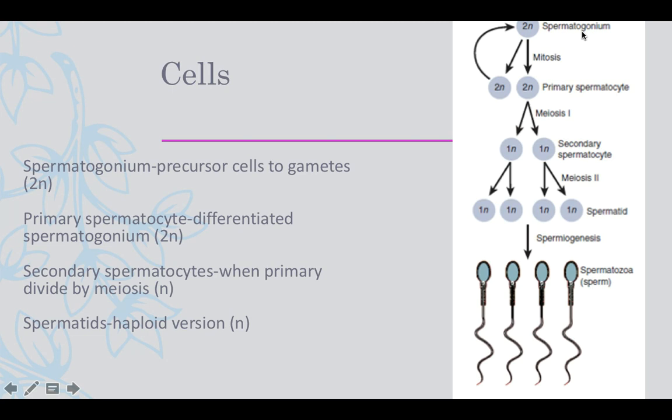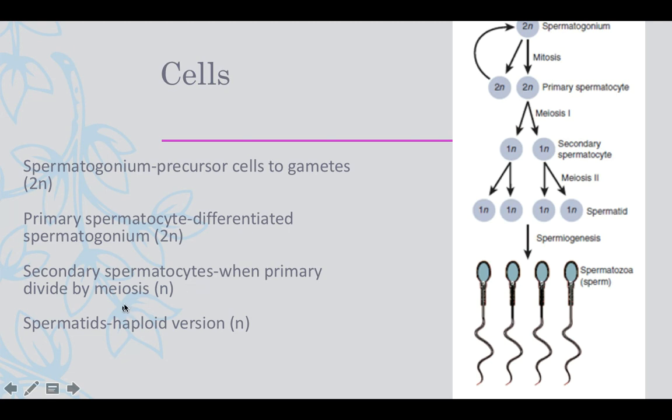So when the spermatogonium goes through mitosis, it's going to become a primary spermatocyte at that point. And we're still doubled. Okay, we're still diploid here. So primary spermatocytes are going to differentiate and divide even more, and they're going to create a secondary spermatocyte.